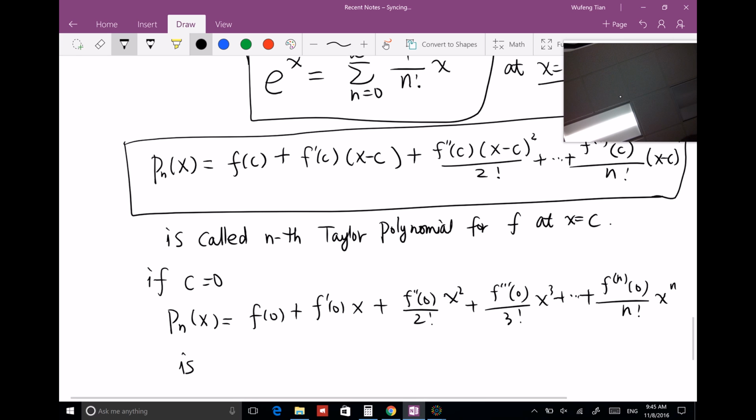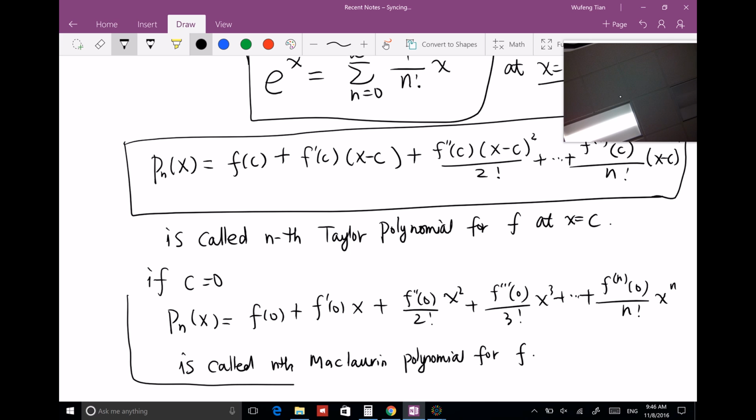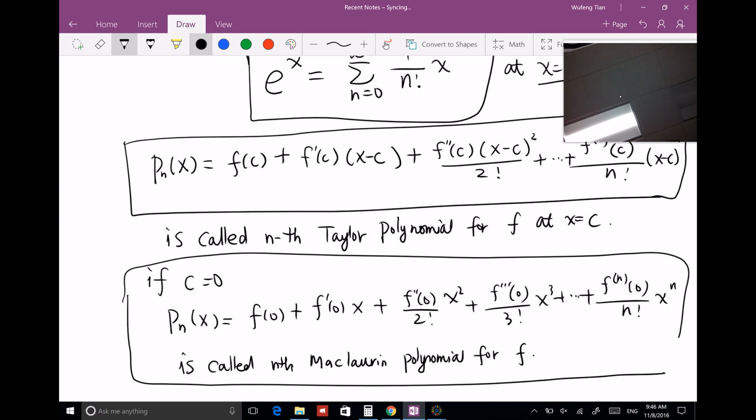So this is another name for it. It's called the nth Maclaurin polynomial for f. Okay, so these are the key point formulas or theory for today. After we did so many examples, we get this formula.